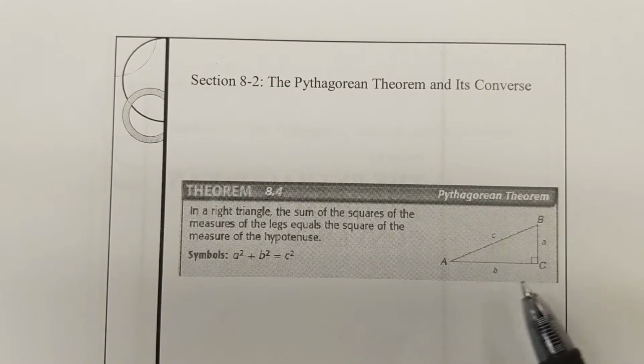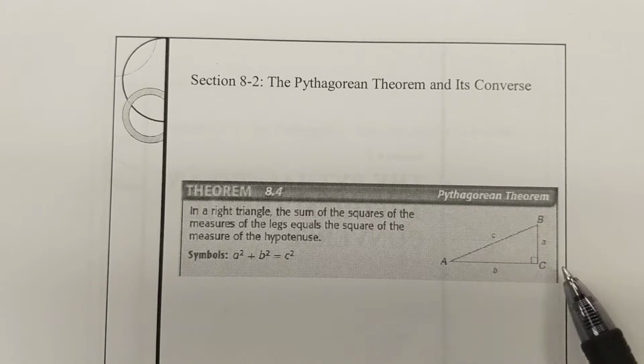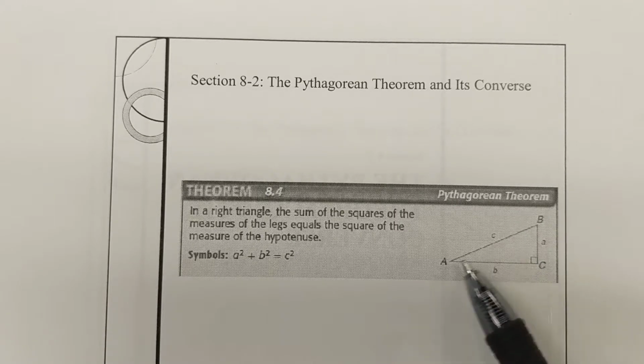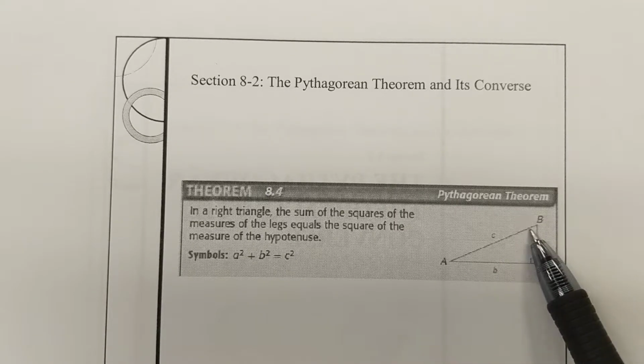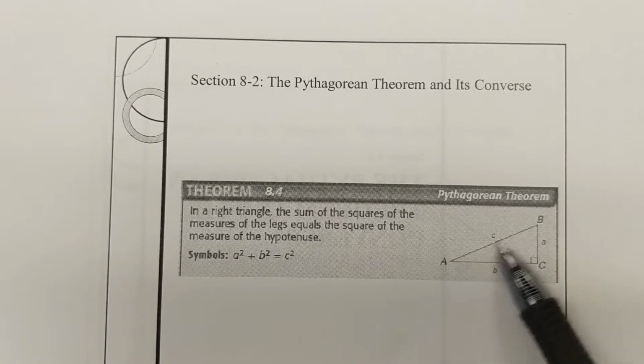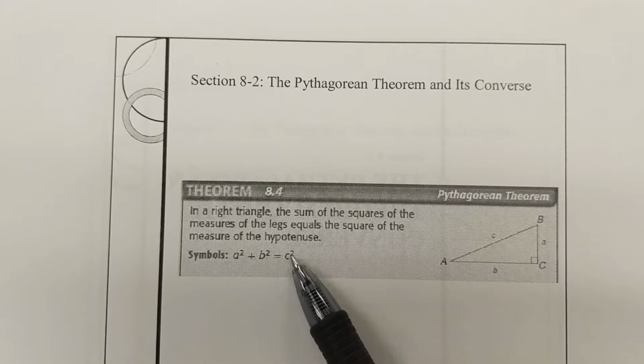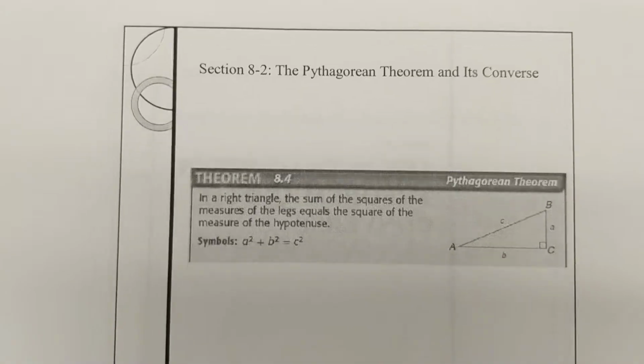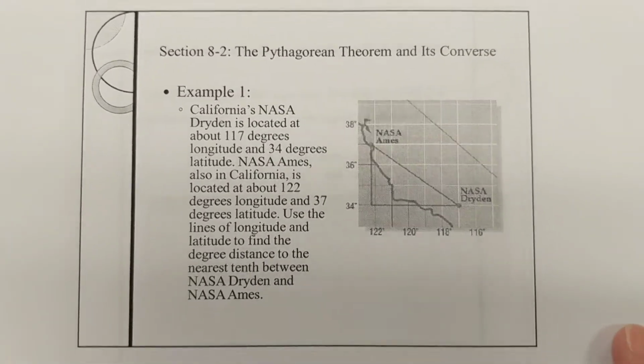So Pythagorean theorem here. In a right triangle with right angle at C and hypotenuse of little c, a squared plus b squared is equal to c squared. So if this is a right triangle, that statement is true. So down here, example 1.